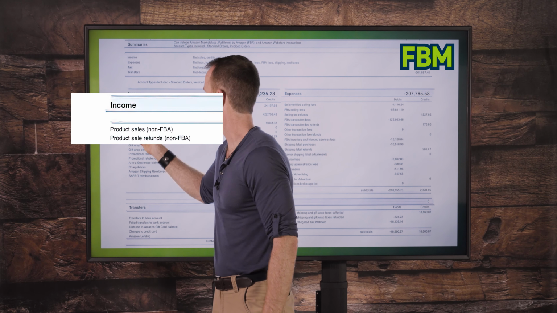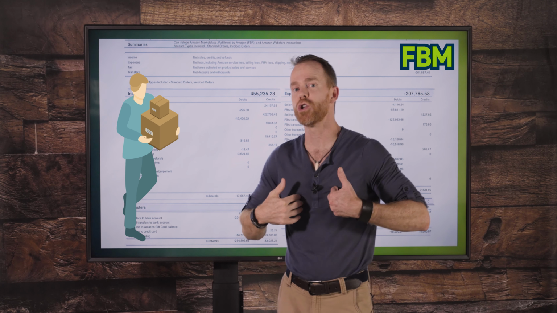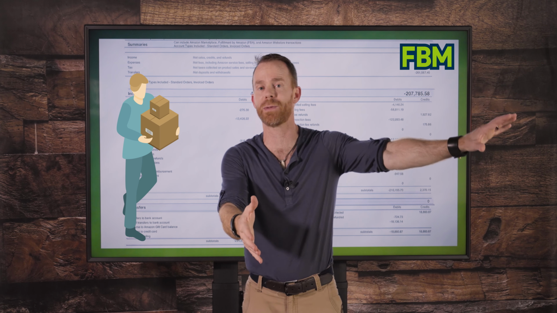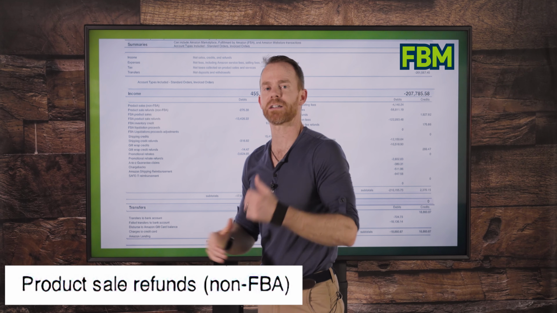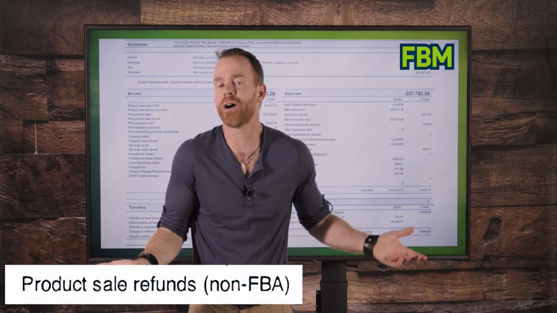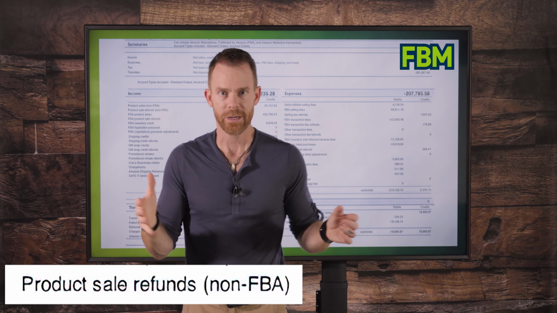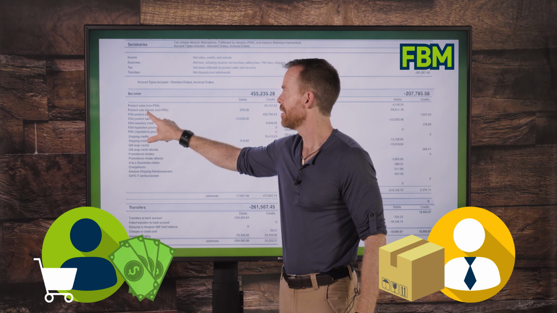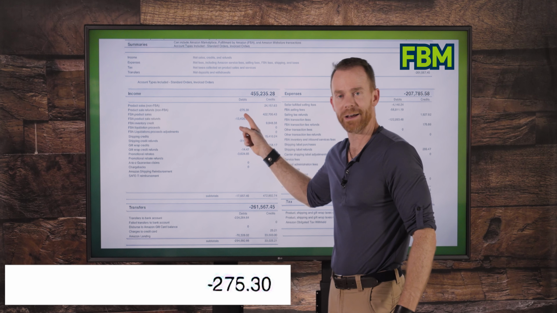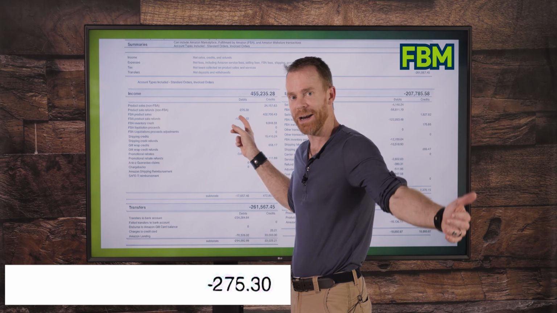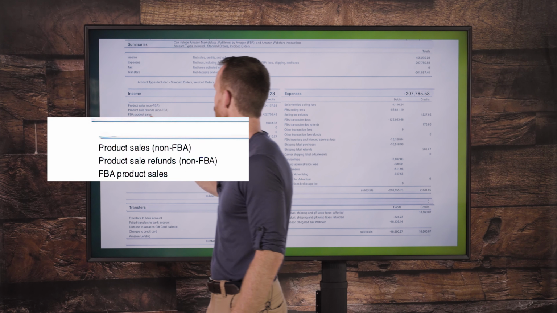Next, product sale refunds, non-FBA. Again, it's still FBM. You are fulfilling these orders. Amazon's not shipping it to the customer, you are. A refund simply means that the customer had some reason for wanting a refund or they returned the product, and you set up your system, or you do this manually, to give them a refund on the sale. Therefore, the money's going back to them. Therefore, it is a debit out of your account because the customer gets their money back and you got the product back.